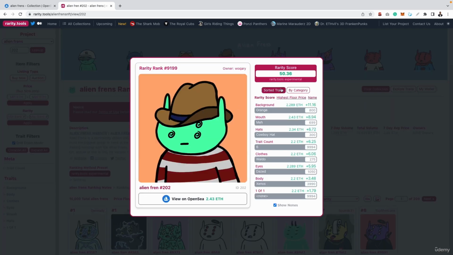And as you can see, it brings up a rarity score of 50. We can see the rank 9199. We can see all the traits right here, and we can get a very quick indication of how rare this NFT is. And as we can see, it's not really that rare whatsoever. So this is also a different tool you can use to determine the rarity.